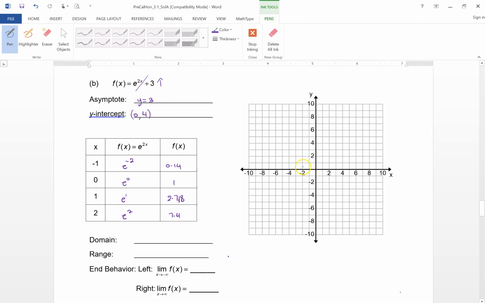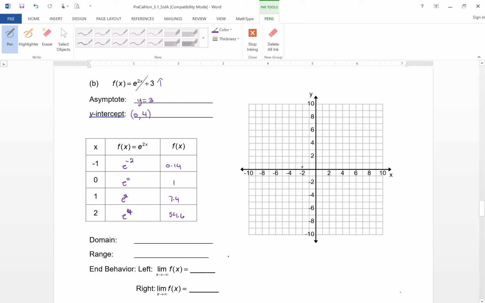So at -2, we're very, very close. Wait, also, this is e to the 2, hang on, and this is e to the 4. So this is 7.4, and how much?